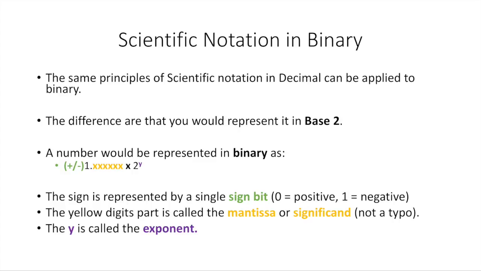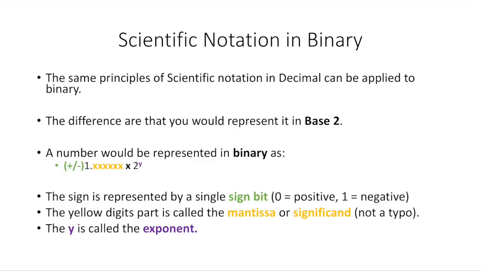Well, taking this principle of scientific notation, we could decide to do the same thing in binary. We could do this in binary, except we would do it in base 2. So all the powers would be powers of 2, and the numbers would be binary numbers. But we could do the same thing.